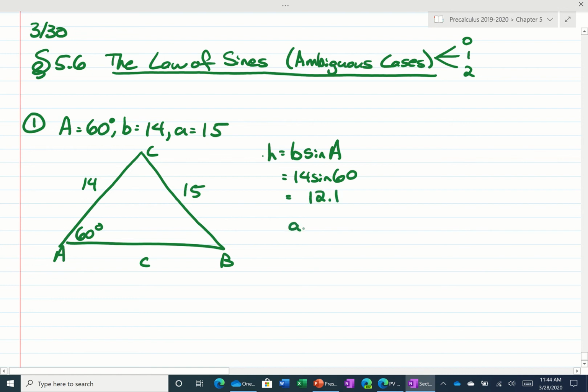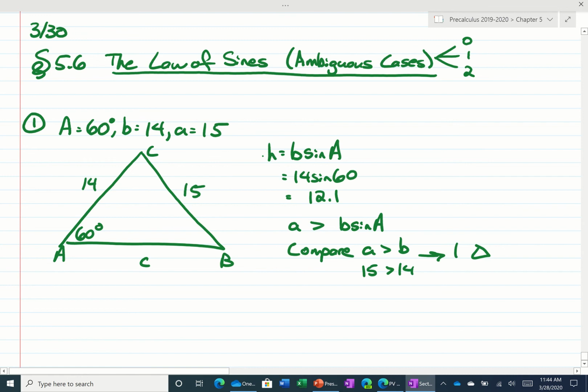Now side A and the height, side A is bigger than the height. So we compare sides A and B. And A is 15, B is 14, so in this case A is bigger than B. This gives us one triangle.